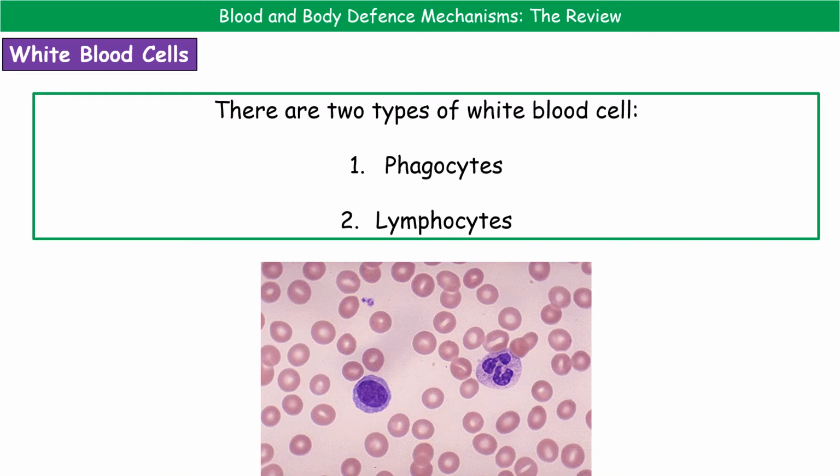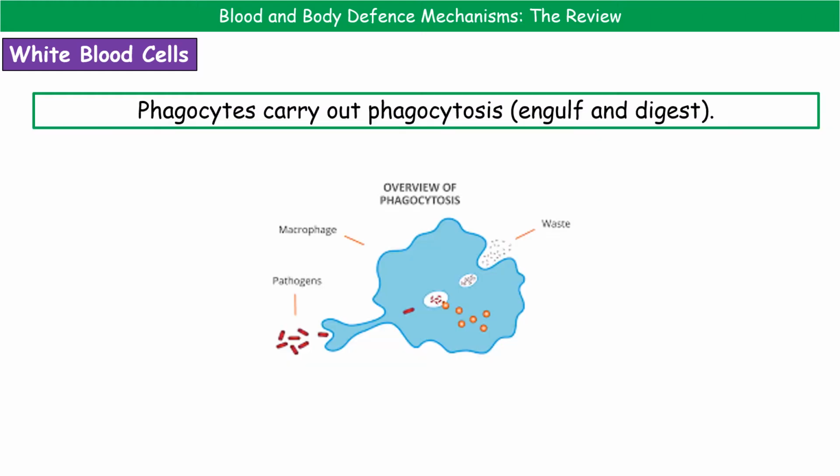Another component in our blood are the white blood cells. Now, white blood cells come in 2 types. We have phagocytes and lymphocytes. The phagocytes are the ones that carry out the process of phagocytosis, which we can describe as engulf and digest. Don't use other phrases. If you can't remember phagocytosis, then engulf and digest are the phrases we need to use.